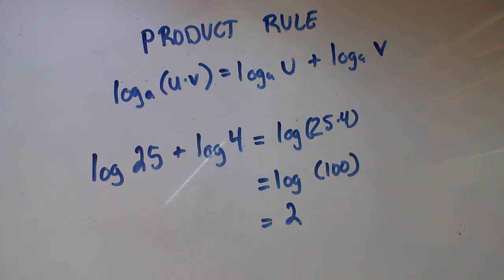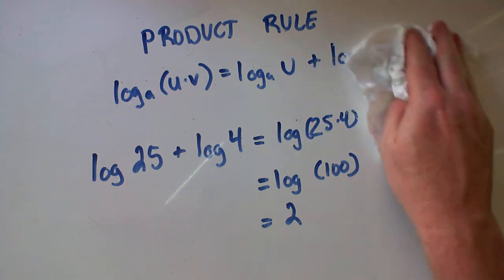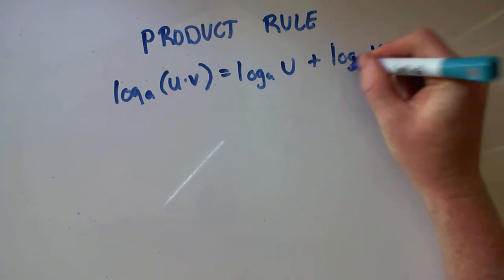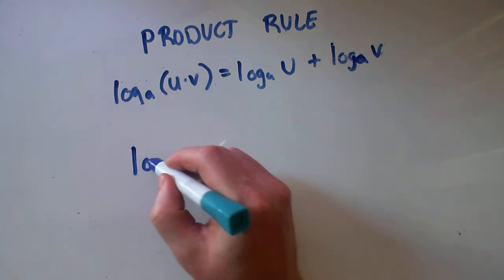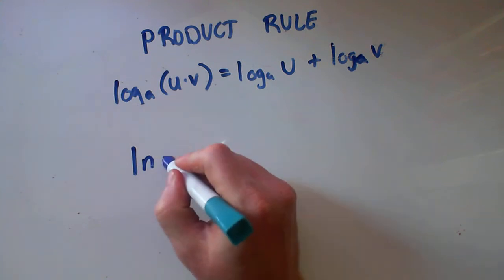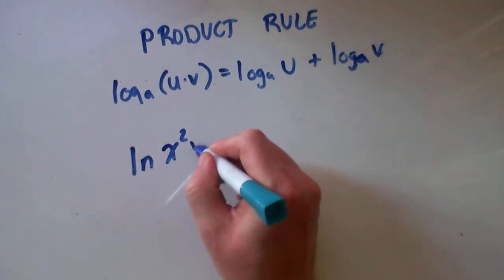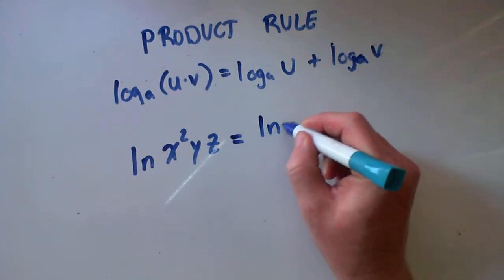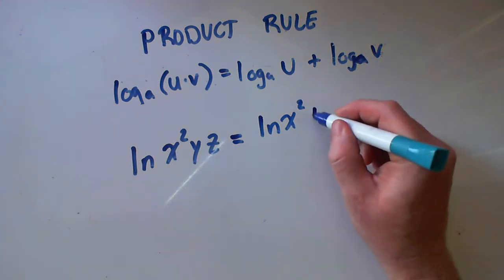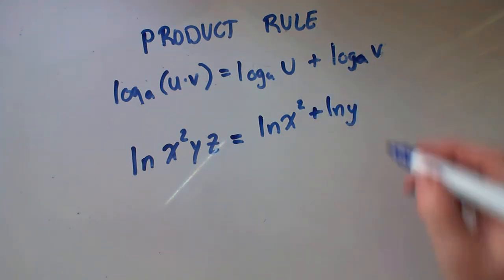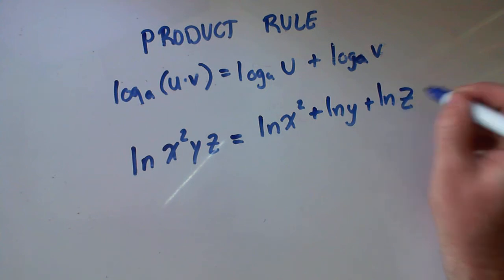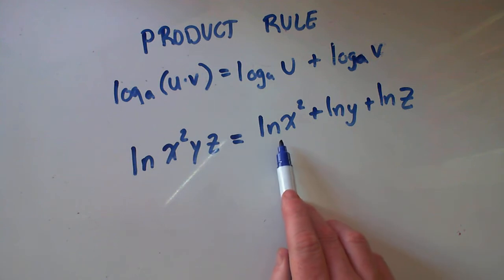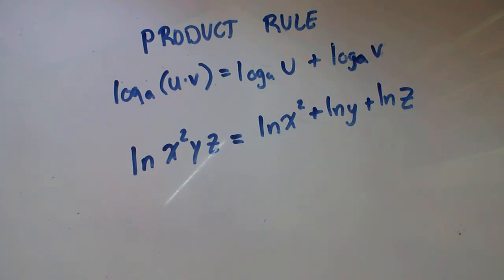We can also use this type of thing to break logarithms apart. So if we had the natural log of x squared yz, we could write that as the natural log of x squared plus the natural log of y plus the natural log of z. So the logarithm of a product becomes the sum of the individual logarithms.